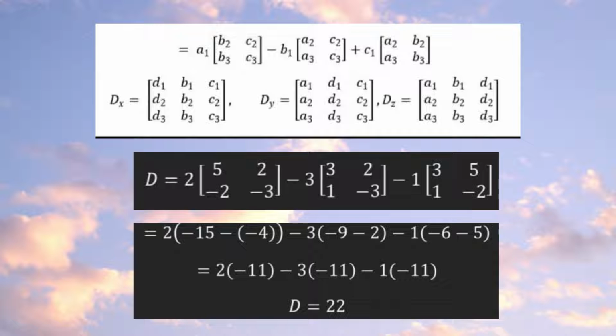-4. Why we get -15, -4? In bracket 5 multiply -3 equal -15. 2 multiply -2 equal -4. Why in middle have negative? Because in this column we have to put negative in middle so that we get this number.